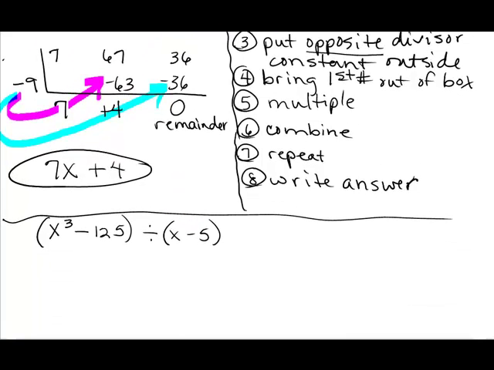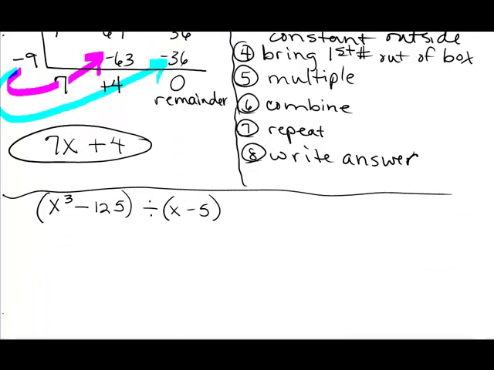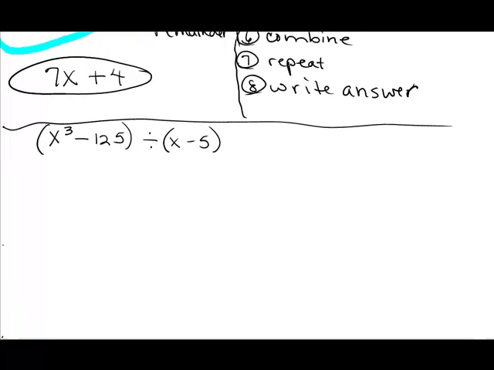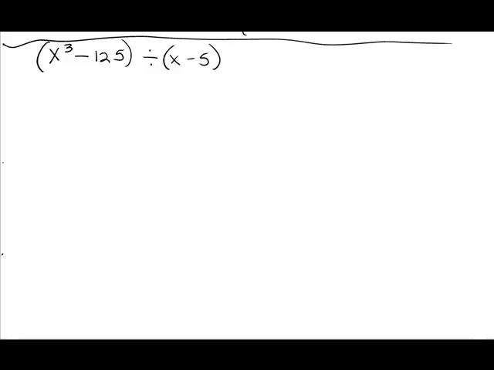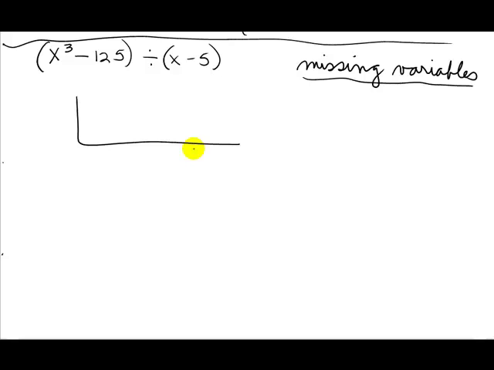Okay, let's go ahead and look at this next example. And we have a couple of things going on here. It's written differently, for one. Here we've got it side by side instead of in a fraction. The other is I've got some missing variables. And so just like what we did in the earlier section, we've got to put those in. So I'm going to do my half box, and then my coefficients are 1, 0 for the x squared, and 0 for the x, then a minus 125.